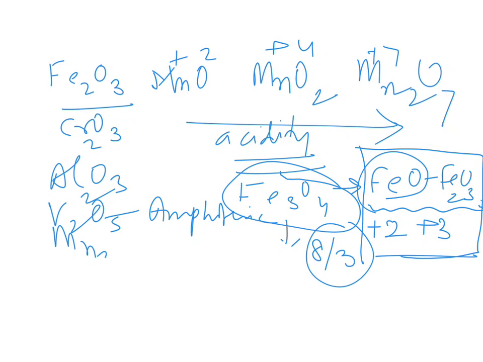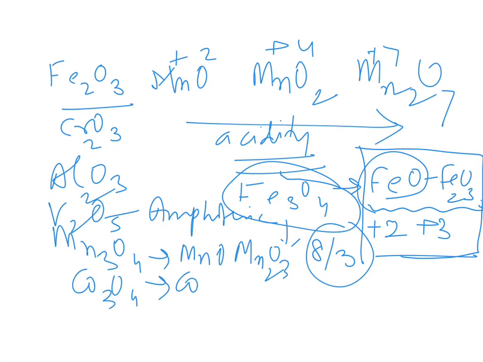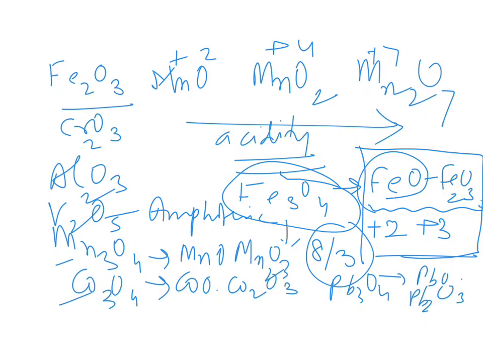Similarly, we have Mn3O4 as MnO and Mn2O3, Co3O4 as CoO and Co2O3, then Pb3O4 as PbO and Pb2O3, not similar to cobalt, manganese or iron. Why? Because Pb is in the P block elements. Okay. So its oxidation state is either +2 or +4. That's why you get PbO and PbO2. Next.